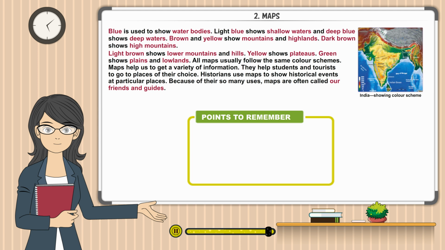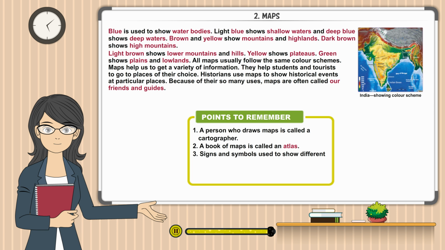Points to remember. A person who draws maps is called a cartographer. A book of maps is called an atlas. Signs and symbols used to show different features on the map are called the language of a map. Maps are our friends and guides.